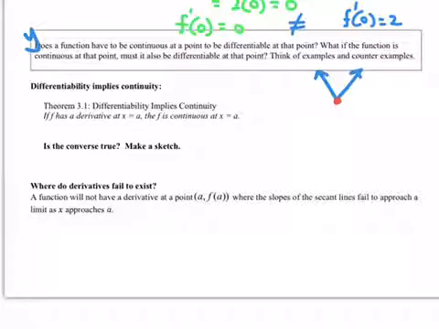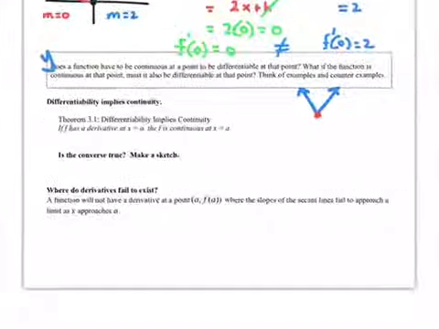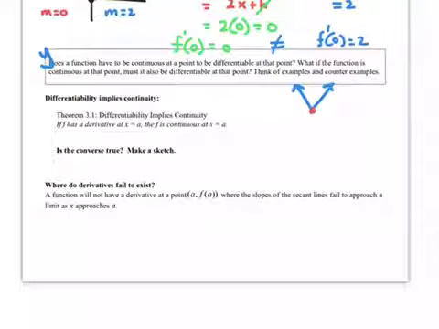Alright, so the theorem of differentiability applies to continuity. If f has a derivative at x equals a, then f must be continuous at a. The other way around, though, like we just said, is not true. Just because a function is continuous doesn't make it differentiable. Where do derivatives fail to exist? A function will not have a derivative at a point a, f of a, where the slope of the secant line fails to approach a limit as x approaches a. On the next page, we'll talk about a few examples.